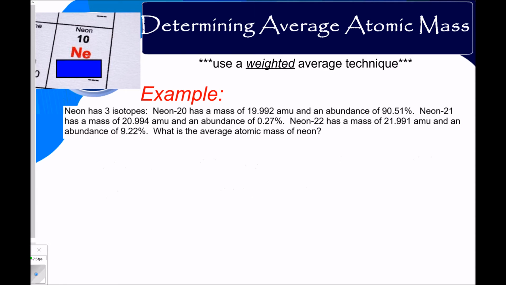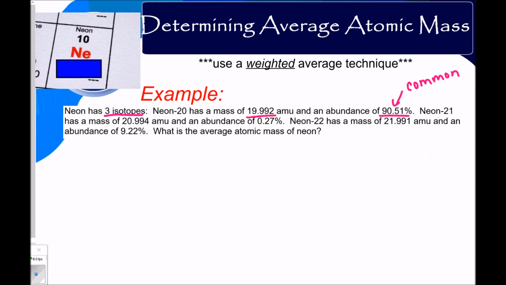So let's look at an example. Neon has 3 isotopes. Neon 20, which has a mass of 19.992 AMU, and an abundance of 90.51%. So this means that this is the most common type of neon found. 90.51% of all the different types of neon are this type.